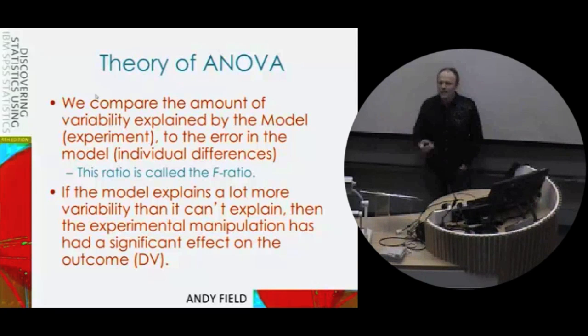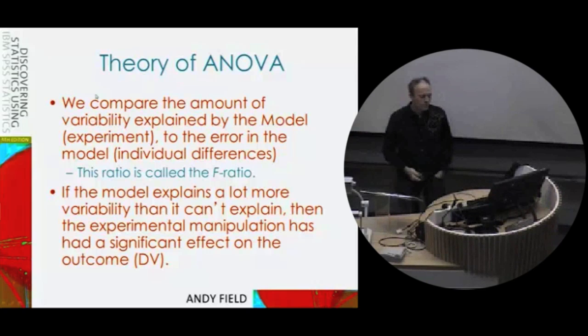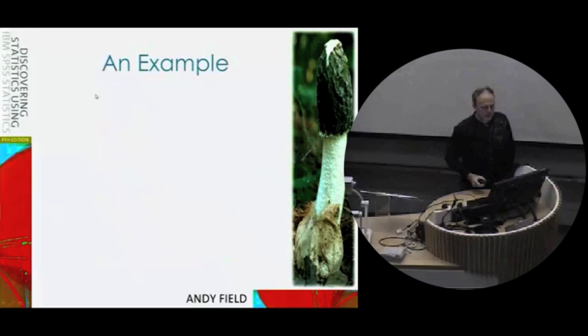So if your F is significant, it basically means your model is a significant fit. In the context of experiments, it means there are differences between the groups. Your manipulation has been successful, for want of a better word.